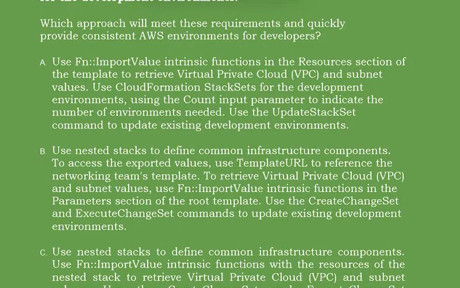Option B, use nested stacks to define common infrastructure components. To access the exported values, use TemplateURL to reference the networking team's template. To retrieve virtual private cloud VPC and subnet values, use Fn::ImportValue intrinsic functions in the parameters section of the root template. Use the create change set and execute change set commands to update existing development environments.